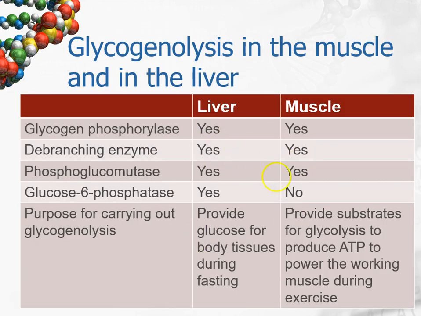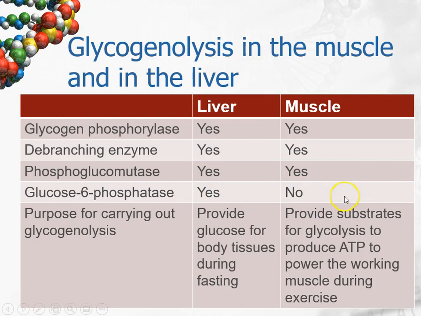So the same process happens in the muscle, except for the last part. So both the liver and the muscle have glycogen phosphorylase A, and again, A stands for active. They both have this debranching enzyme that can get rid of the branches when the glycogen phosphorylase bumps up into a branch point. They have this phosphoglucomutase that can convert the glucose 1-phosphate to glucose 6-phosphate. The liver has the glucose 6-phosphatase. The muscle does not.